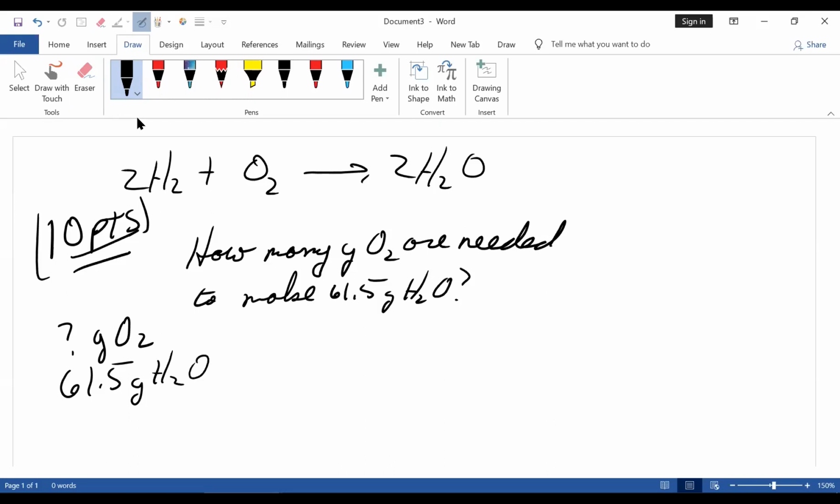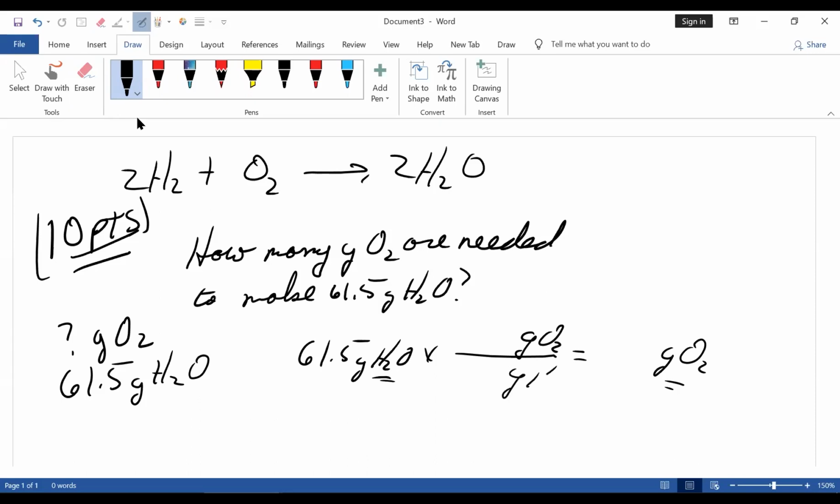These many grams of water. And being a person who loves unit analysis, I'll say, well, let me start here. I want to get to grams of oxygen. I know whatever I'm trying to get to goes on top. Whatever I'm trying to get rid of goes under here.